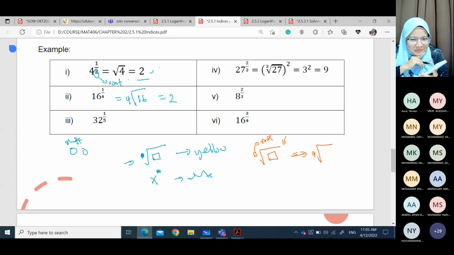Tak payah tekan shift. Tak payah. Tekan 16, lepas tu segitiga tu, buka kurungan 1/4, lepas tu tutup kurungan. Dapat 2. Betul? Jawapan dia 2. Okey, macam tu lah. Right. Thank you for sharing.